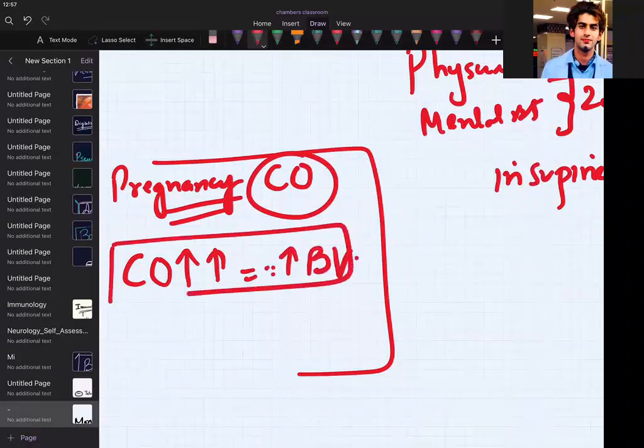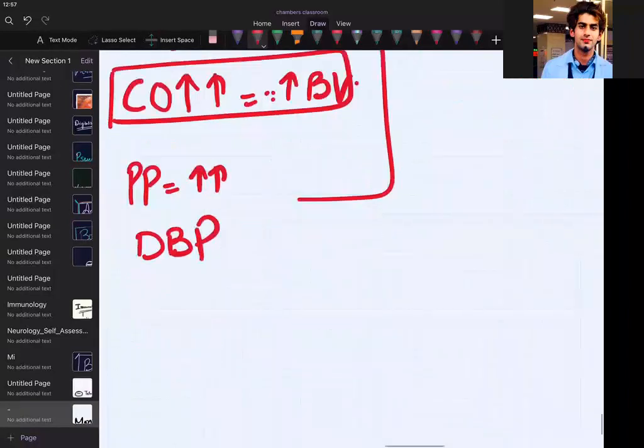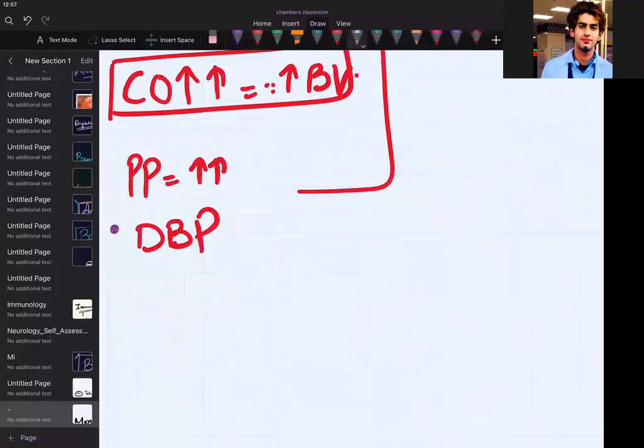Because of increased blood volume in the pregnancy. Okay, but pulse pressure increases. Pulse pressure increases in pregnancy. Okay, what about the diastolic BP? Diastolic BP, please, this is an important point from your gynecology and obstetrics point of view.